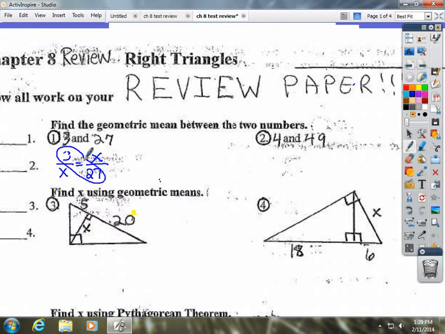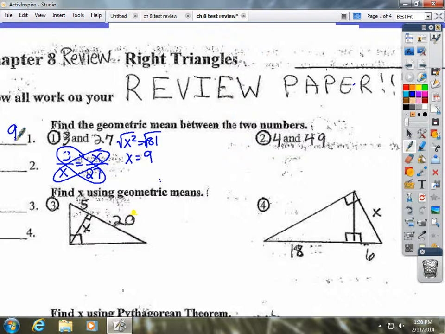3 times 27 equals 81, and x times x equals x squared. So we have x squared equals 81. We square root both sides, and we get x equals 9. So our first answer is 9.